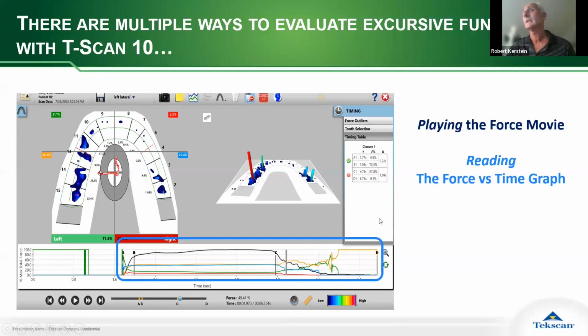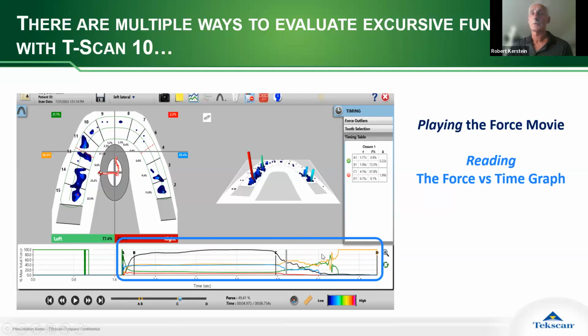And that means reading it without playing the movie, knowing what this means, what the whole graph means. The excursion starts here, and we're going to focus on here tonight as opposed to this side, which is biting down and into MIP. But this form of the force versus time graph is what you're trying to achieve whenever you record a movie. Patient bites down, holds their teeth together as best they can, and then slides in one direction. That's how you get a great excursive recording.